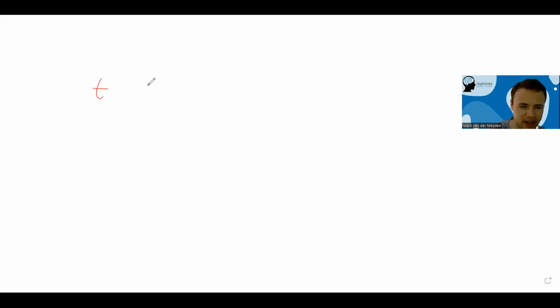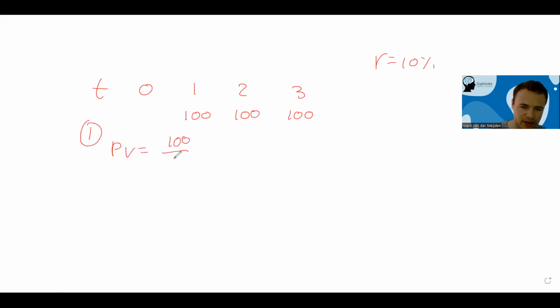So let's say that we have T0, T1, T2, T3. And each year you get 100 euro. And let's say the interest rate is 10%. Well, method 1 is that you do 100 divided by 1.1 plus 100 divided by 1.1 squared plus 100 divided by 1.1 cubed. And then you get a particular number.